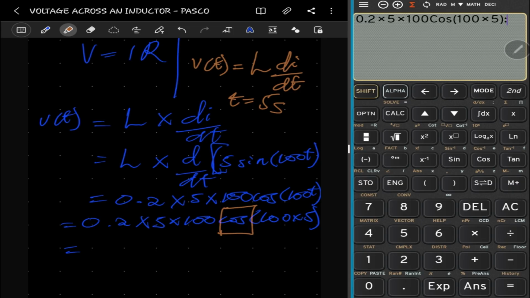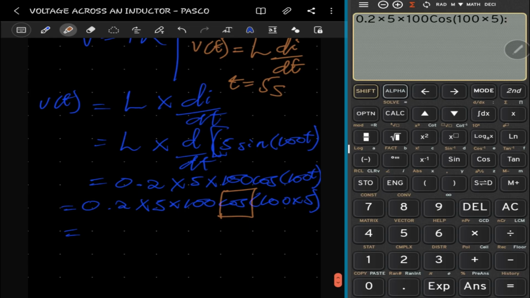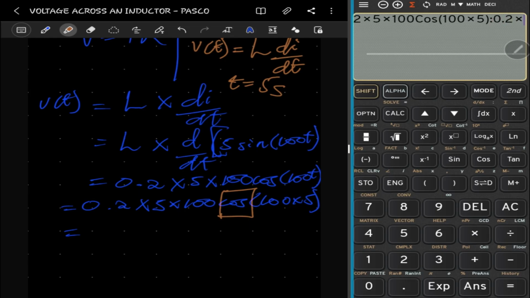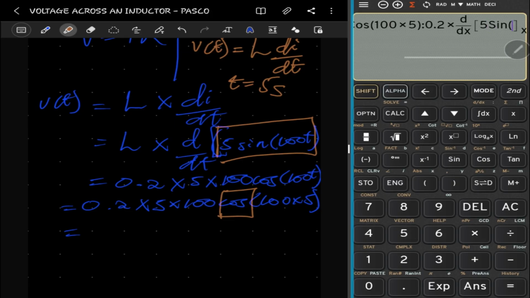So we check both, and when we try to do it directly, that would be 0.2, and then we punch in the derivative. That's how we go about it. And we put in the original function, the original current function, which is 5 sin(100x), where we are representing the t here with x. We are taking it when the time is 5. So let's see what we get for both.